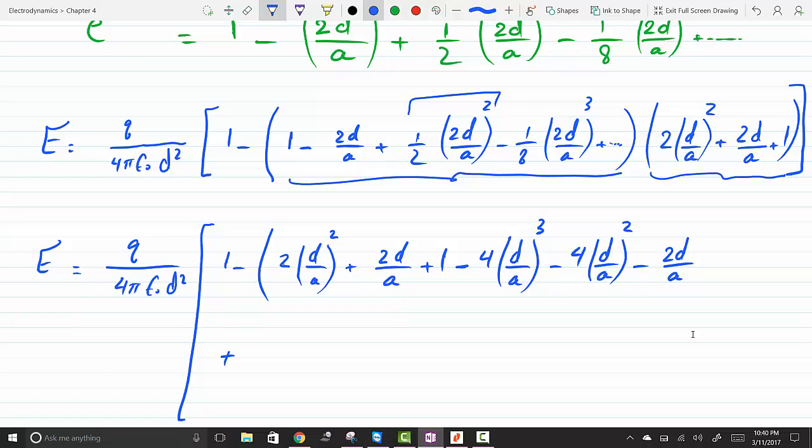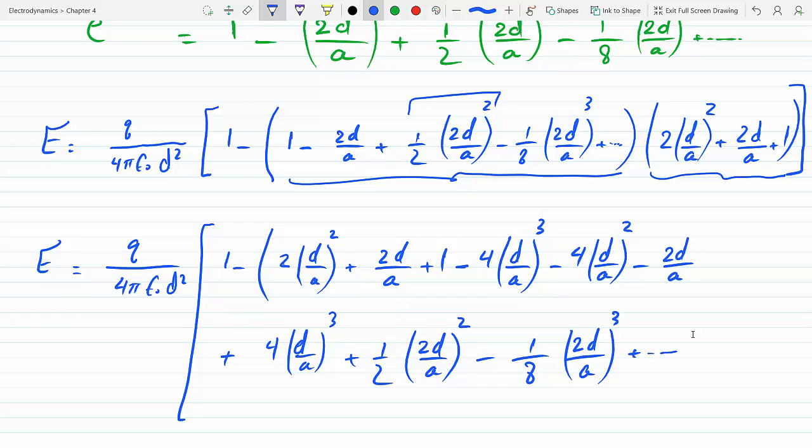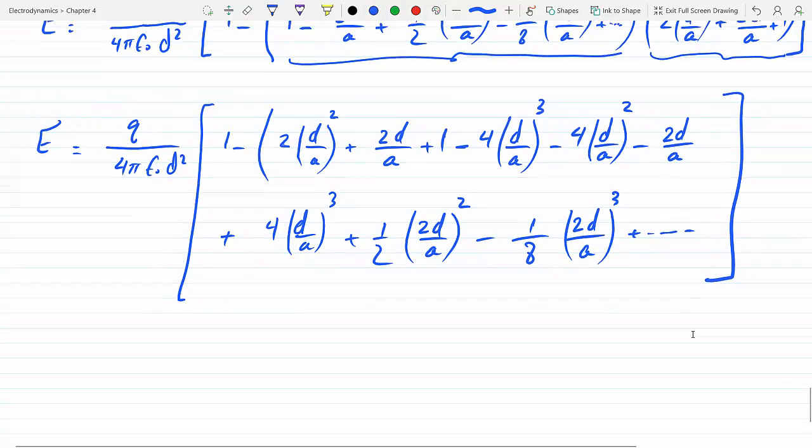So I'm going to skip the first one. Then the second one will be half 2. Here I will get 4 (d over a) cubed, and then plus half (2d over a) squared. The cube term will give me a fifth order on the first, which I don't need, a fourth order on the second term, and then just a third order on the last, which I need. And then the rest will be higher order terms. Okay, so let's simplify this.